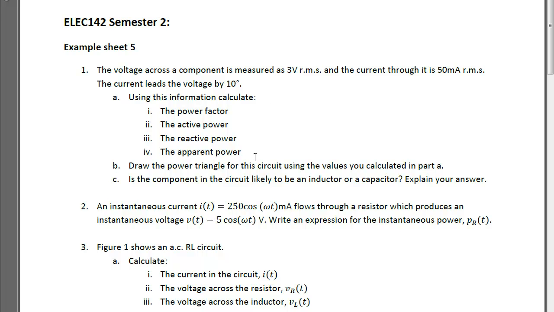the apparent power. And then part B, we're going to draw the power triangle for the circuit using the values that we've just calculated. And then part C asks us, is this component in the circuit likely to be an inductor or a capacitor, and give an explanation. So let's work out how to tackle this. So let's start with this one.